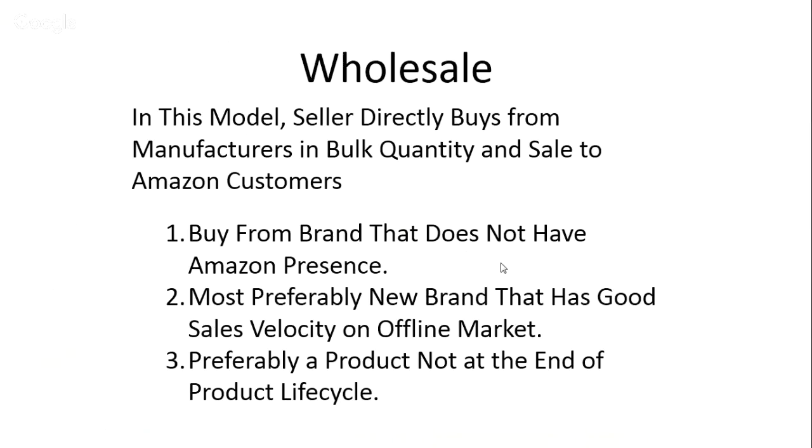In this model, the seller directly buys from the manufacturer in bulk quantity and sells to Amazon customers. Buy from a brand that does not have an Amazon presence, preferably a new brand that has good sales velocity on the offline marketplace. Preferably a product not at the end of its product life cycle.